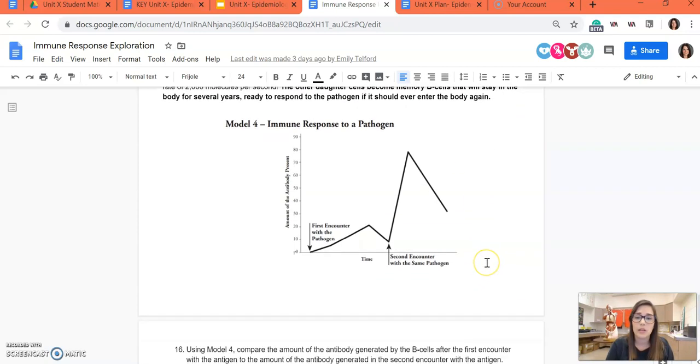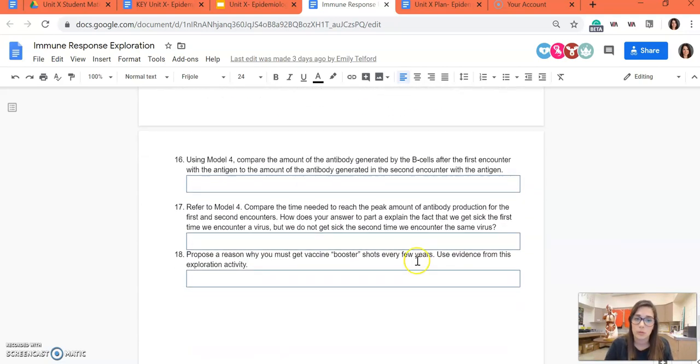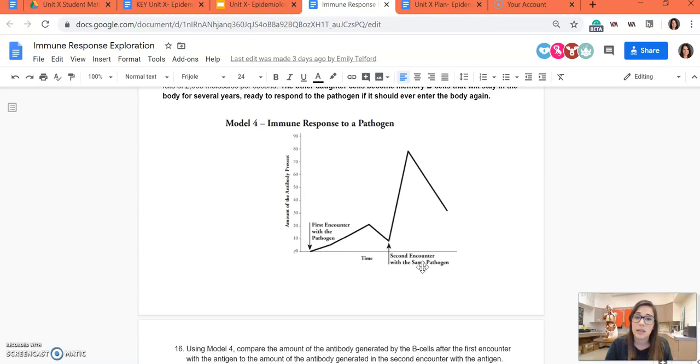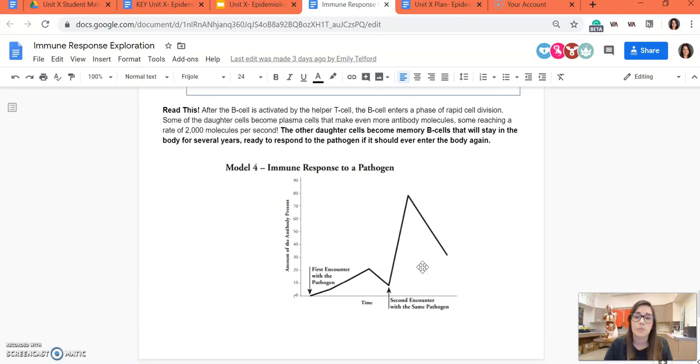And then the last model here shows over time the amount of antibodies present in our body at the first encounter of a pathogen, and then when we encounter a pathogen for the second time, and then a few prompts that go along with this. So please make sure you're spending time with these models. If you have any questions or if you're stumped, please let me know, and I will go over these answers with you tomorrow.